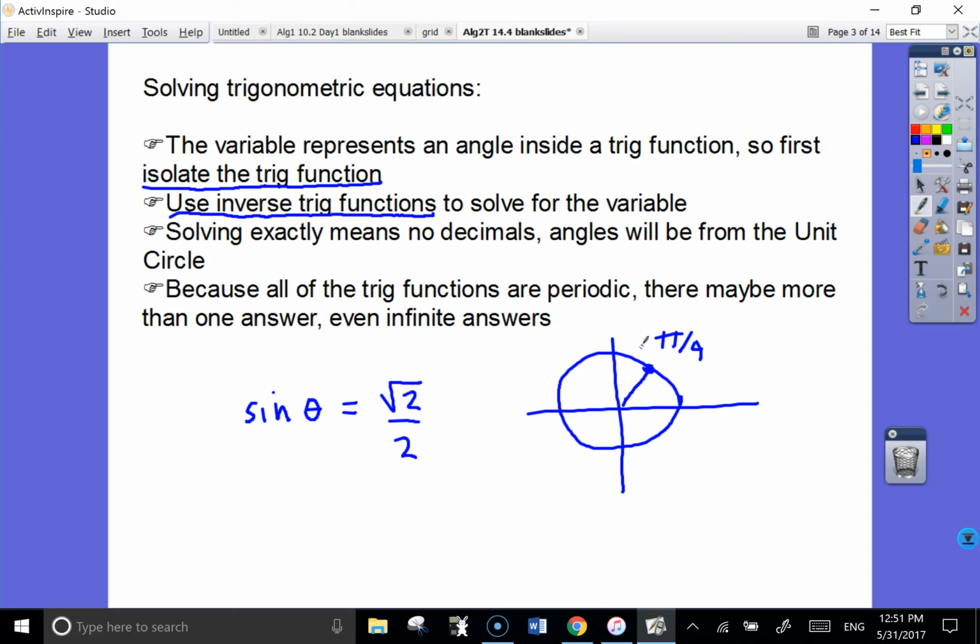So our answers sometimes will be more than one answer. In fact, this one, besides just the pi over 4, it could have actually been 3 pi over 4. And then for the 3 pi over 4, it repeats every 2 pi around the circle. You've got another answer. So you've got to learn, how do we deal with that? How do we show all the answers?